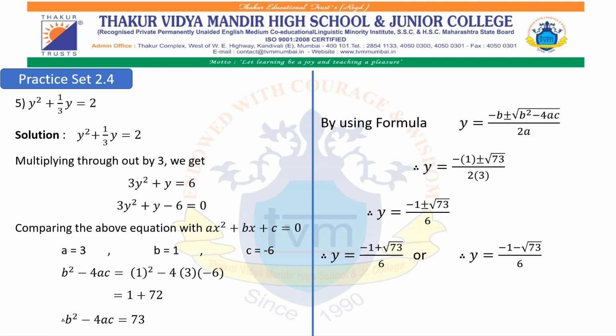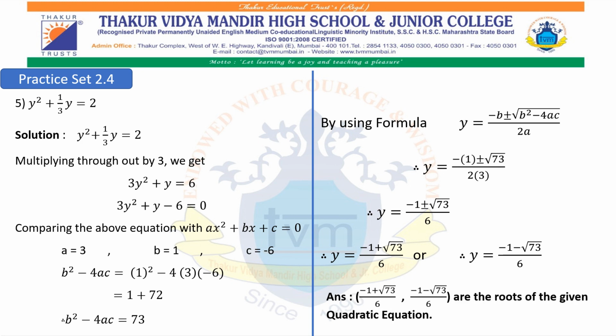Now we will split it into two parts. It will become y equals minus 1 plus root 73 upon 6 or y equals minus 1 minus root 73 upon 6. So this will be our final answer.